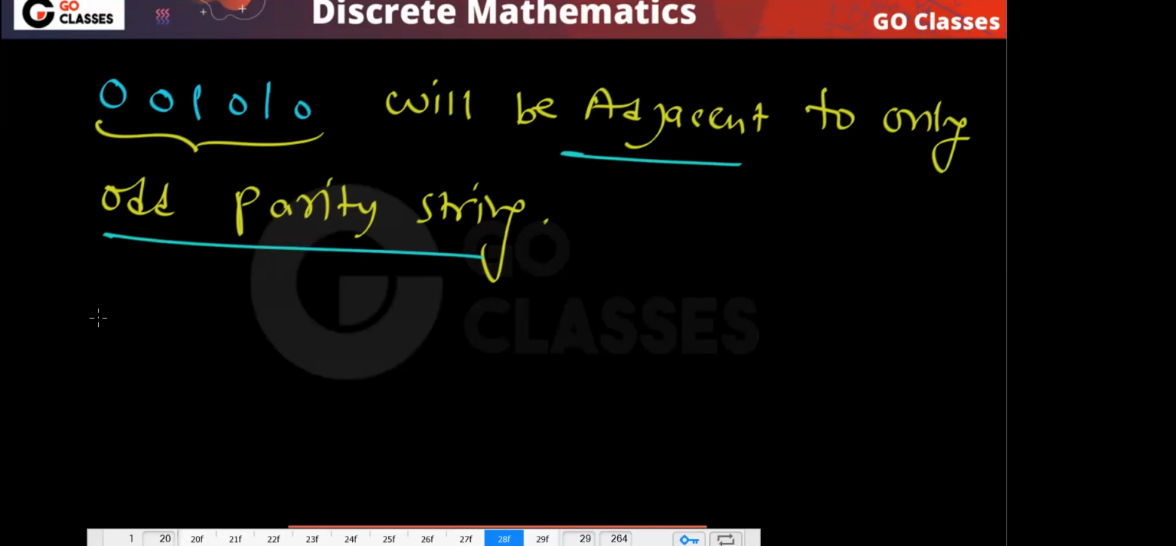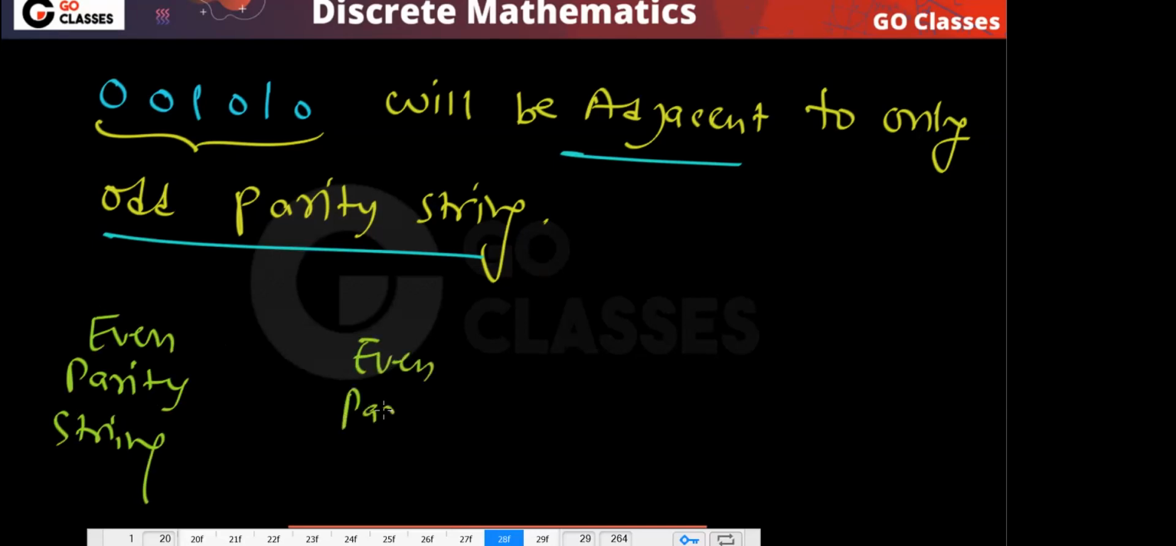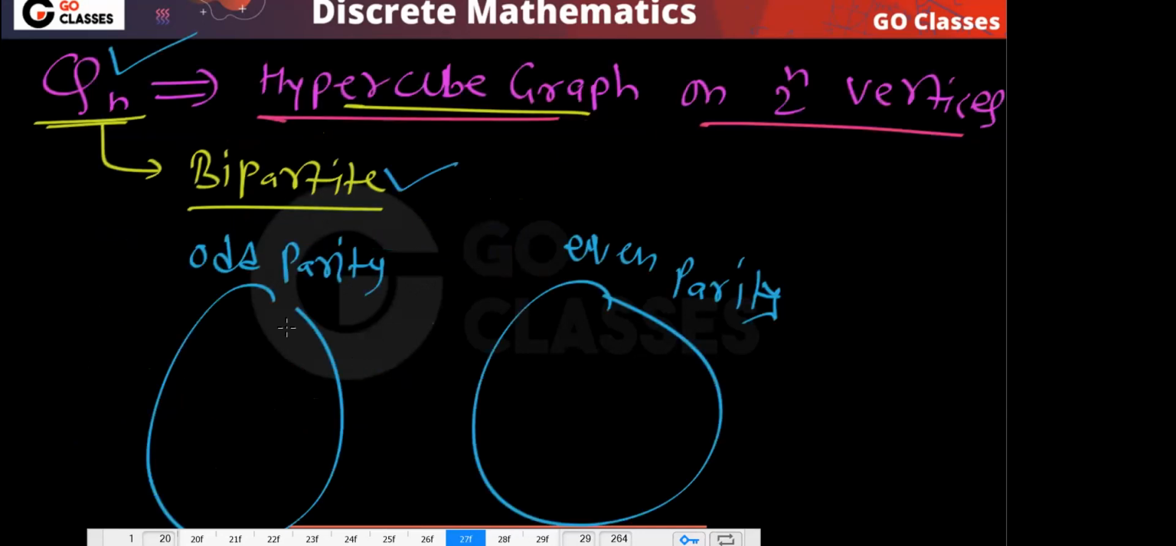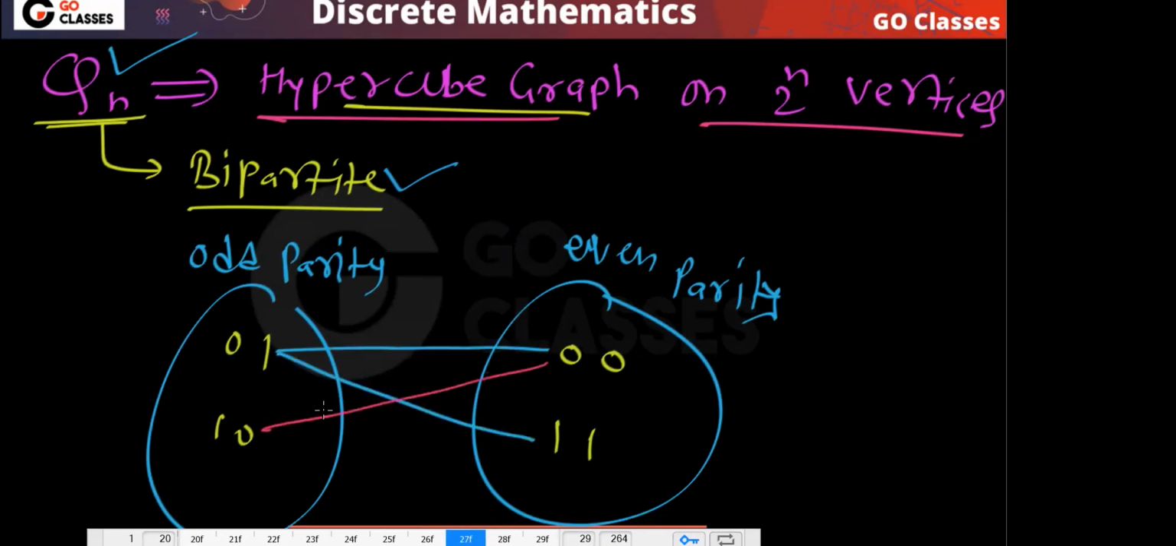So whatever I change, this will be adjacent to only odd parity strings. So I can say that even parity strings can never be adjacent to each other. Yes or no? They are not adjacent. Similarly, odd parity strings cannot be adjacent. For example, odd parity means 0, 1, 1, 0, and even parity means this. Now you can notice this is adjacent to this, and this is adjacent to this. Is this concept clear to everyone?